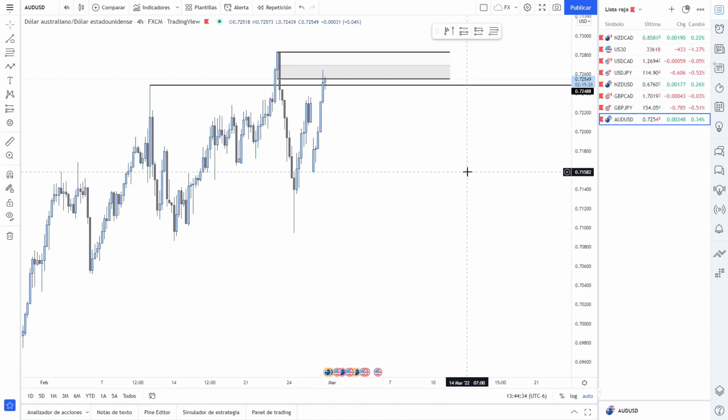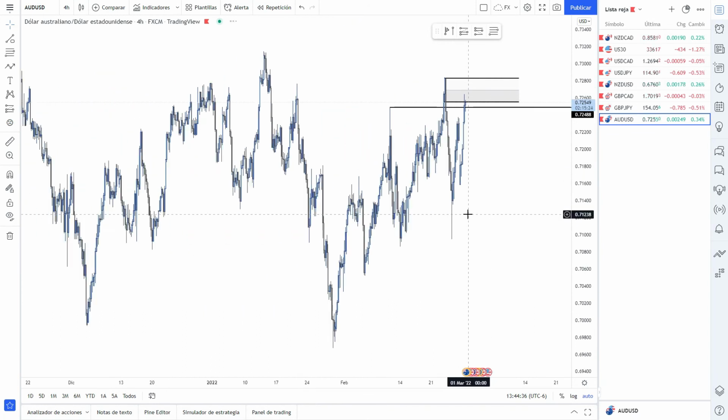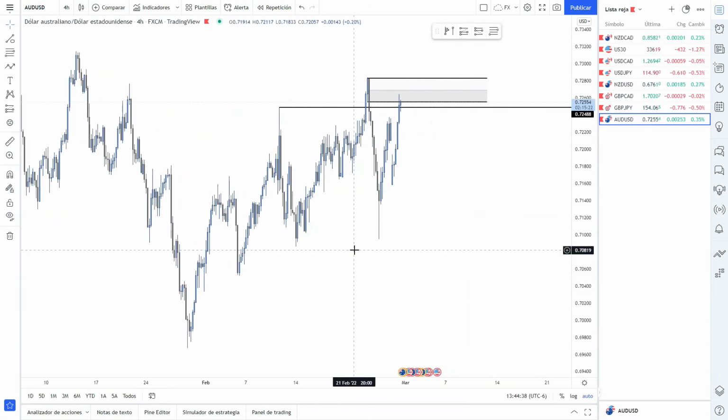And the last one is Aussie Dollar. What do we have on Aussie Dollar? Well, basically what the market is doing right now is testing this level. All right, it's testing our supply zone. This is also a Quasimodo pattern. It's a very common pattern. It's also known as the capture, pain, and relief pattern.